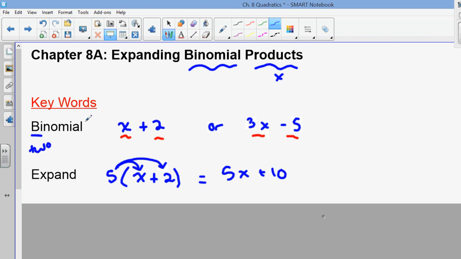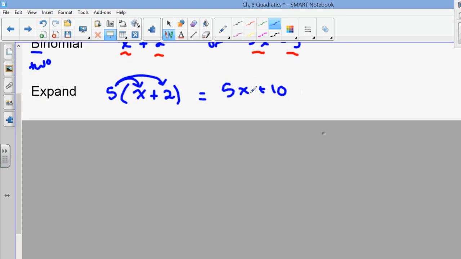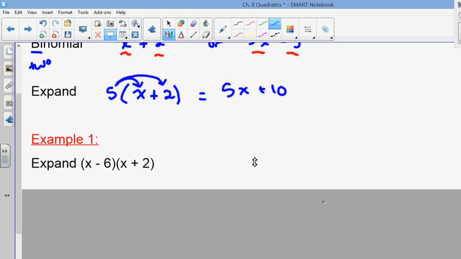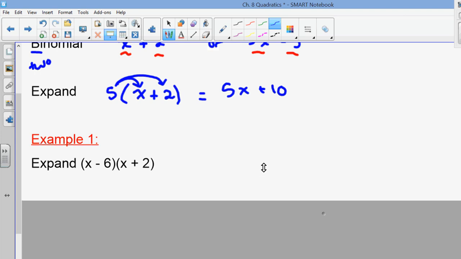All right? So now the difference with this is we are now going to expand binomials. So what does that look like? There is a set of 2 binomials. Here's one binomial, and here's another binomial. So this is binomial number 1, binomial number 2. Notice they both have 2 terms, okay? And it's a product because we are multiplying them.